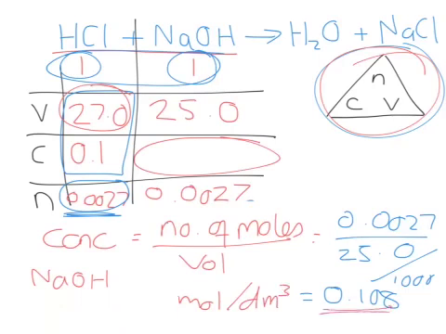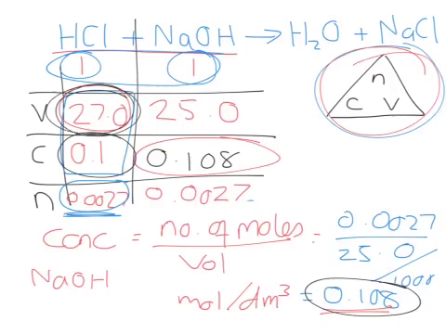So this tells us that the concentration of the sodium hydroxide here is actually slightly higher than the concentration of the hydrochloric acid. And that kind of makes sense because actually you need a larger volume of the HCl titrated in order to neutralise that sodium hydroxide, which is of a slightly higher concentration.